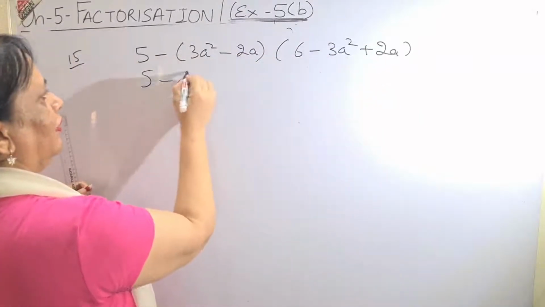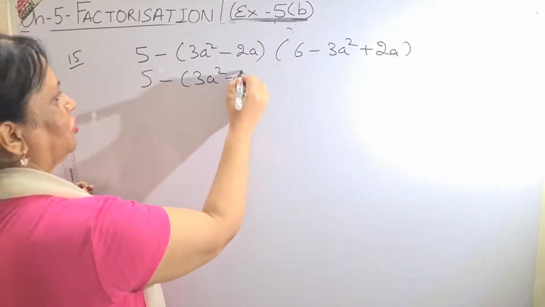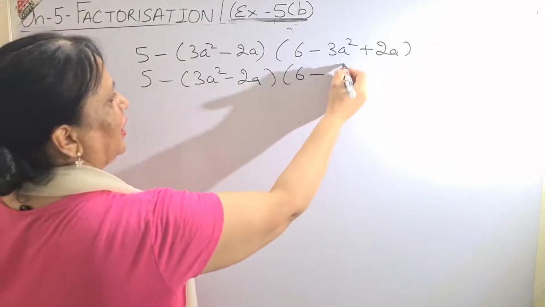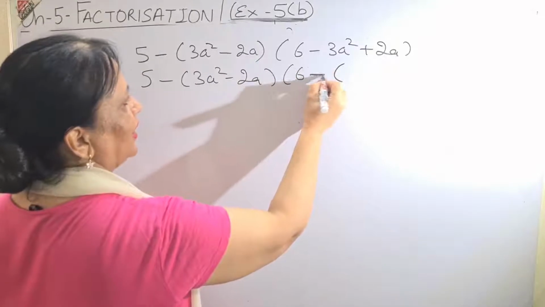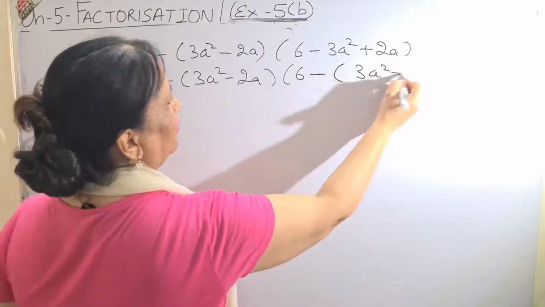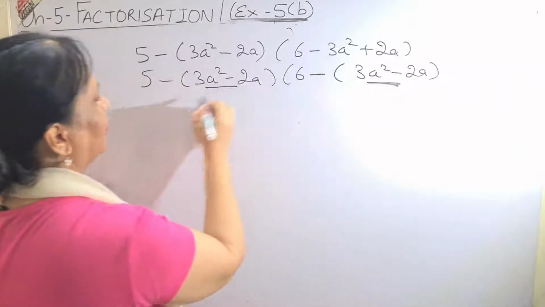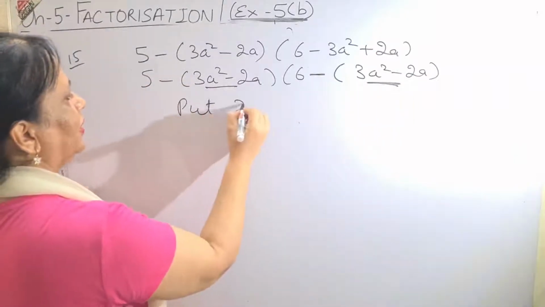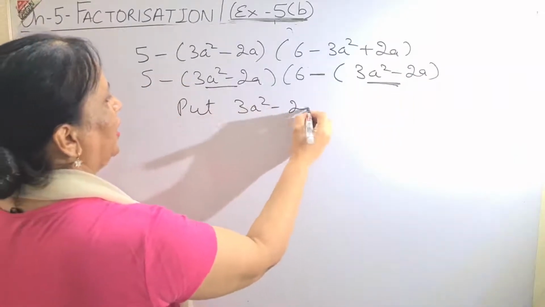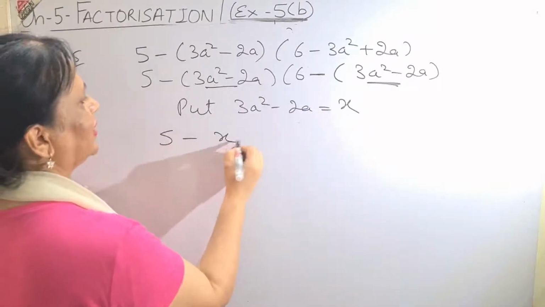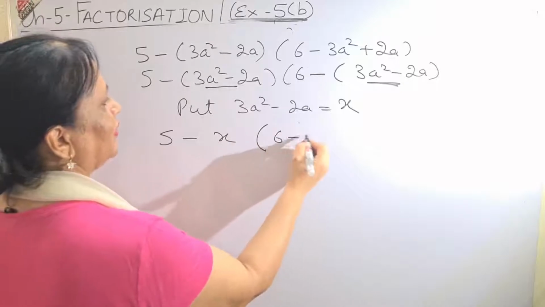Very simple. 5 minus 3a square minus 2a. Don't touch this one. 6 minus, you take it in the bracket. You know, if the minus sign is outside, your inside sign will also change. Now you see here both terms are the same. Same method, put 3a square minus 2a is equal to x. So 5 minus x, 6 minus x.